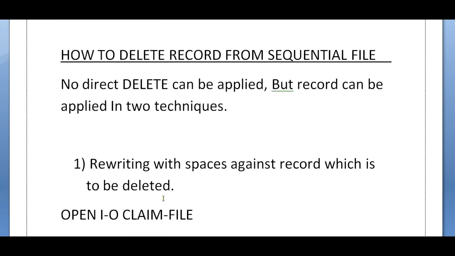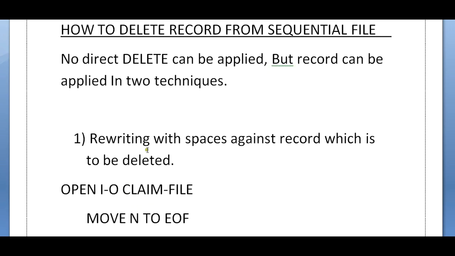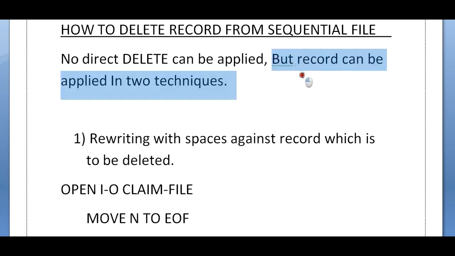In the same way, now we have seen how we open the file, how to read a file, and how we modify a file. Now how to delete a record from a sequential file. Can it be possible to delete a record from a sequential file? Let's see what happens here. No direct delete can be applied, but a record can be deleted in two techniques.